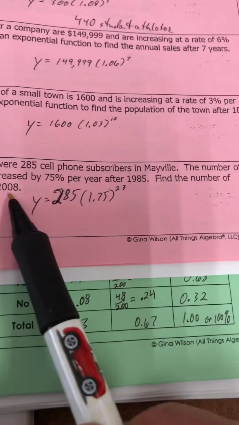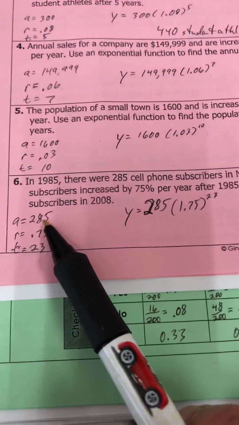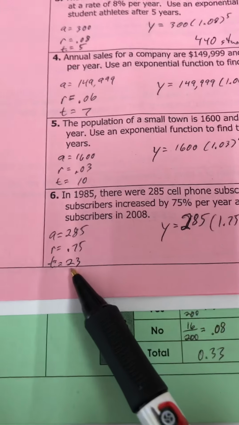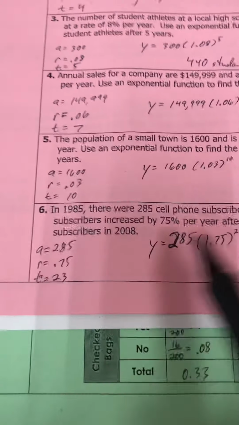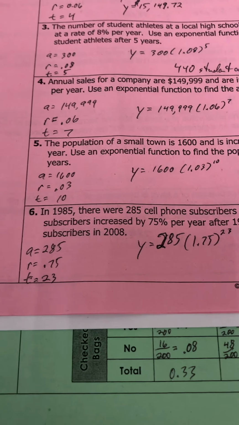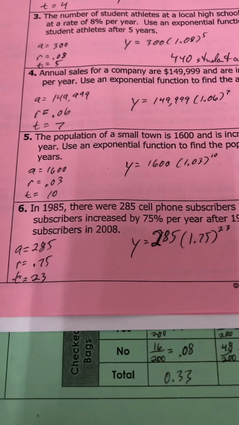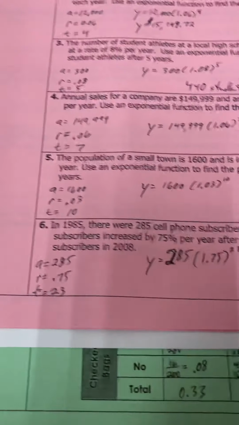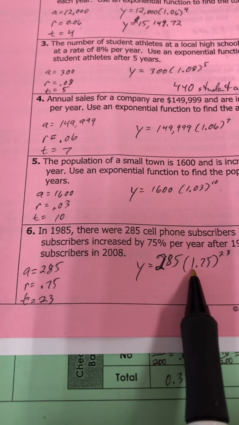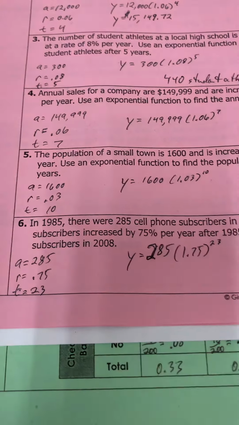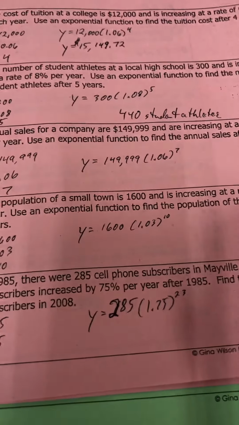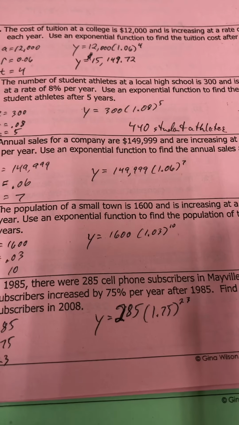Find the number of subscribers in 2008. Well, the only thing you had to figure out was the difference between 1985 and 2008, which is 23 years. So that's going to be my exponent. It's going to be a large number because it did explode from 85 to 2008, and even more now. So 285 is your initial, and 1 plus the 0.75 would be 1.75. Just plug that into your calculator the way you see it, and that should help you answer that question there.